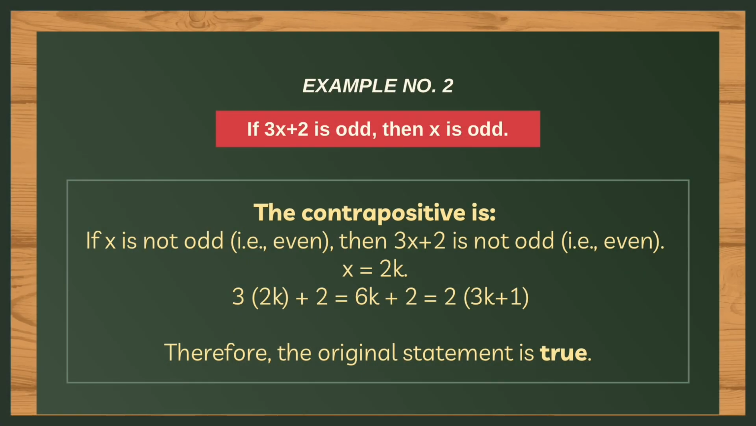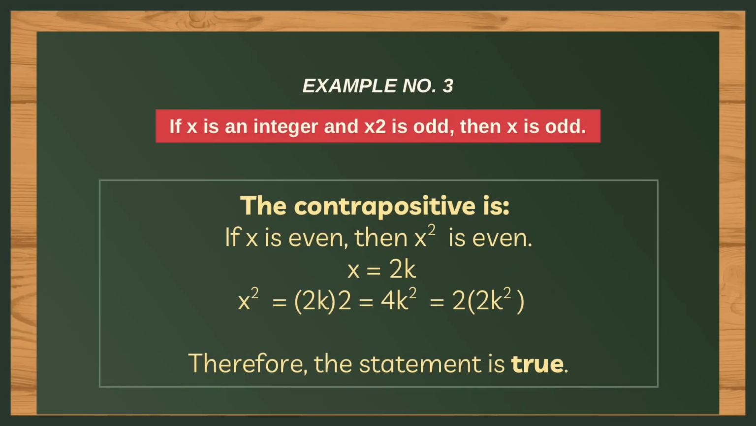Next example. If 3x + 2 is odd, then x is odd. The contrapositive is, if x is not odd, then 3x + 2 is not odd. In this case, x will be 2k. So x will be replaced by 2k. As you can see there, 3 will be multiplied by 2k plus 2. Therefore, the original statement is true.